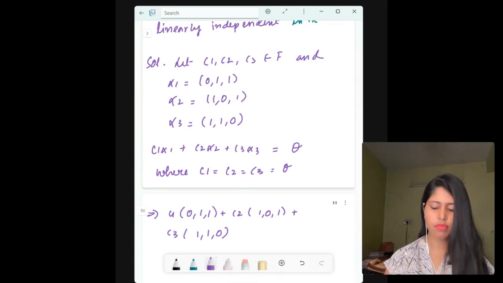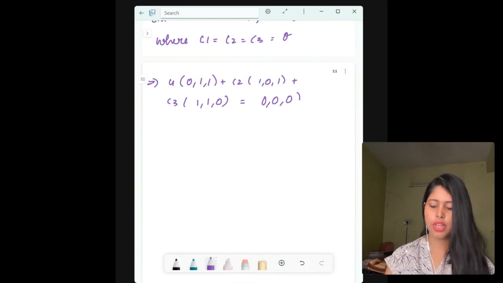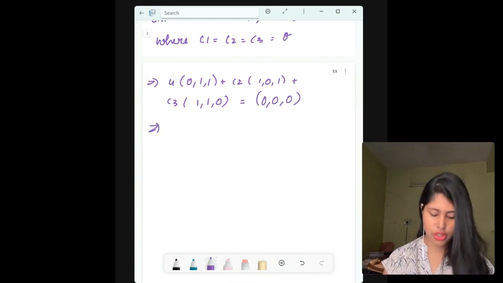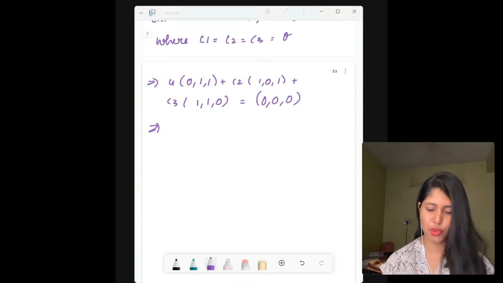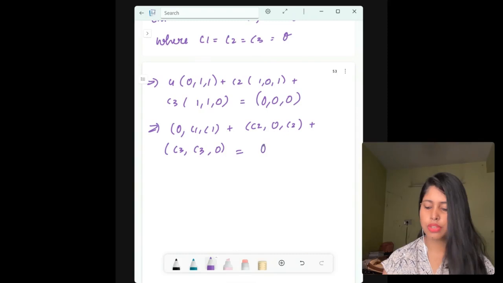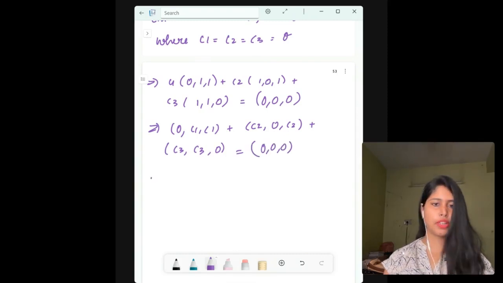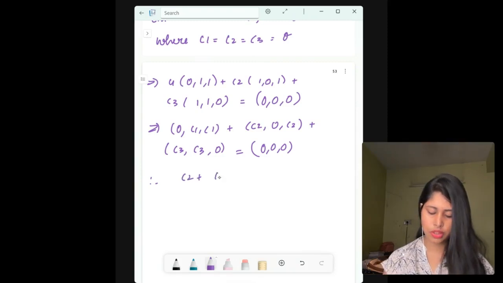Okay, now coming to is equal to 0 comma 0 comma 0. Now just do the scalar multiplication. Then what do you get? Okay, I will just show the scalar multiplication. 0 comma c1 comma c1 plus c2 comma 0 comma c2 plus c3 comma c3 comma 0 will be equal to 0 comma 0 comma 0. Now if you directly write the equations, then how will it go? C2 plus C3 is equal to 0.